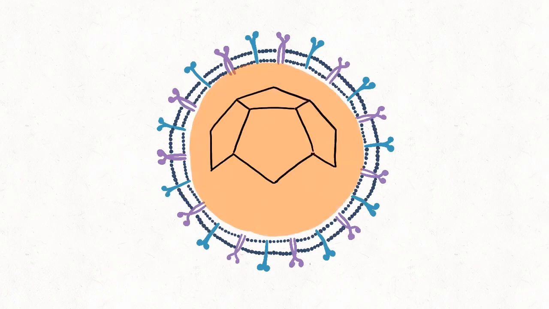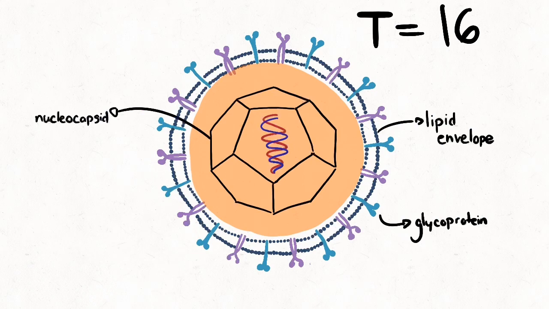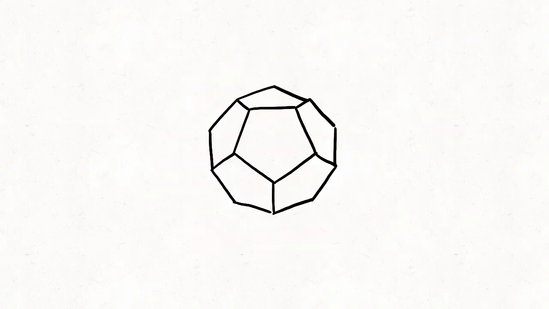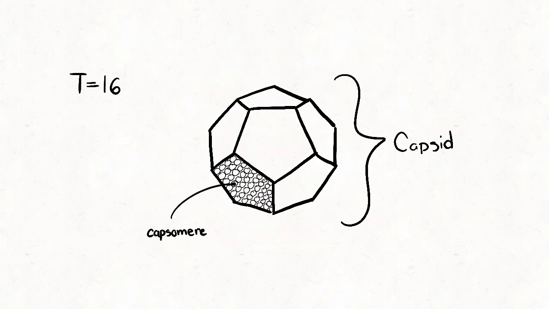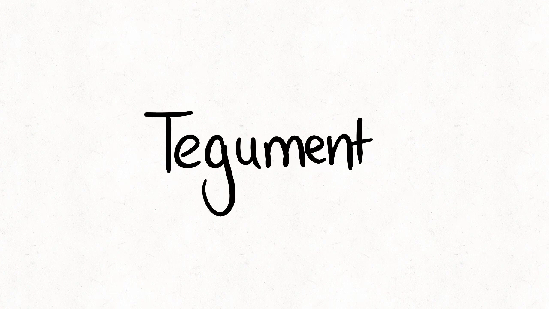And the genome is encased by an icosahedral-shaped nucleocapsid with a T of 16 that contains 162 capsomeres. Capsomeres are basically tiny subunits that make up the nucleocapsid. The nucleocapsid basically protects the genome inside the virus. Lastly, herpes virus basically contains a tegument.